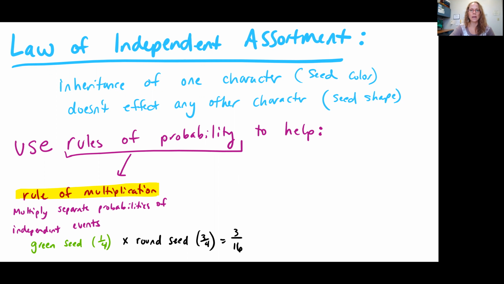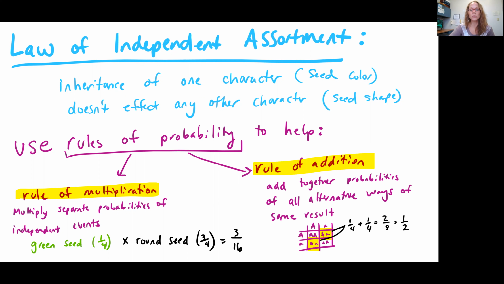We can understand our analysis by applying our rules of probability. So the first one to talk about is the rule of multiplication. Now, this rule will actually help us do our dihybrid crosses and kind of simplify the process a little bit. Rule of multiplication says we can multiply the probability of independent events. So we can look at separately the probability of being a green pea, and then we can look at separately the probability of being a round-shaped pea. And then if we want to look at what's the probability of being both green and round, we just multiply the probability of each of those.